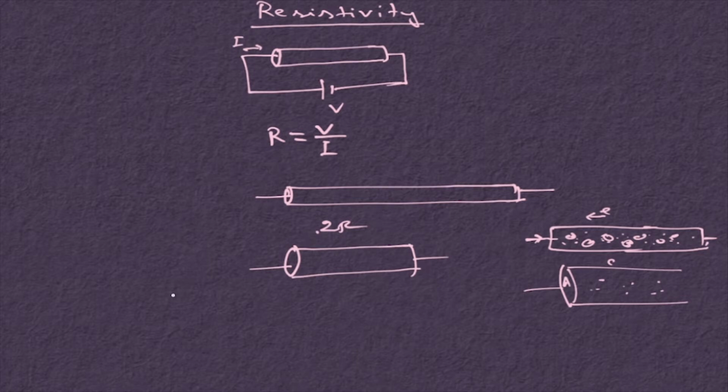So we can mathematically write that the resistance is directly proportional to the length of the conductor. As the length increases, the resistance of the conductor increases, and resistance is inversely proportional to the cross-sectional area of the conductor. As the cross-sectional area is increased, the resistance will decrease. Previously we discussed the directly proportional relation, and now we will discuss inversely proportional. What is this inversely proportional?